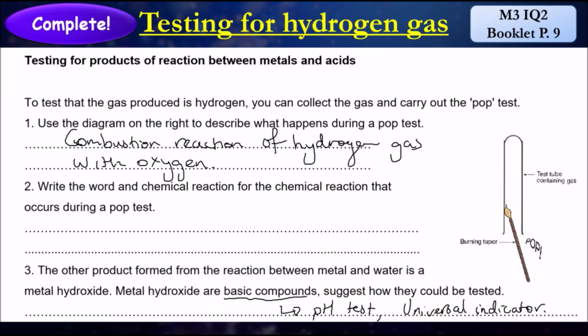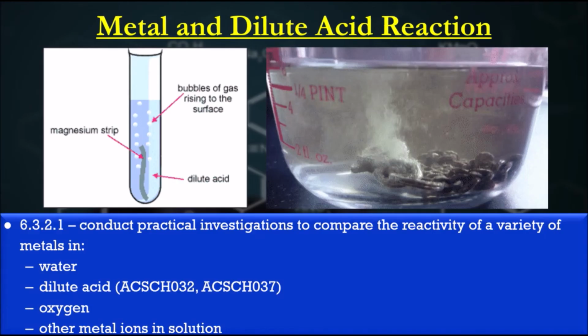So that's what we have. Just remember what the type of colors you get for base compounds. So for bases, it's generally from blue, or mostly blue, or blue-green to purple. So that's what we have.